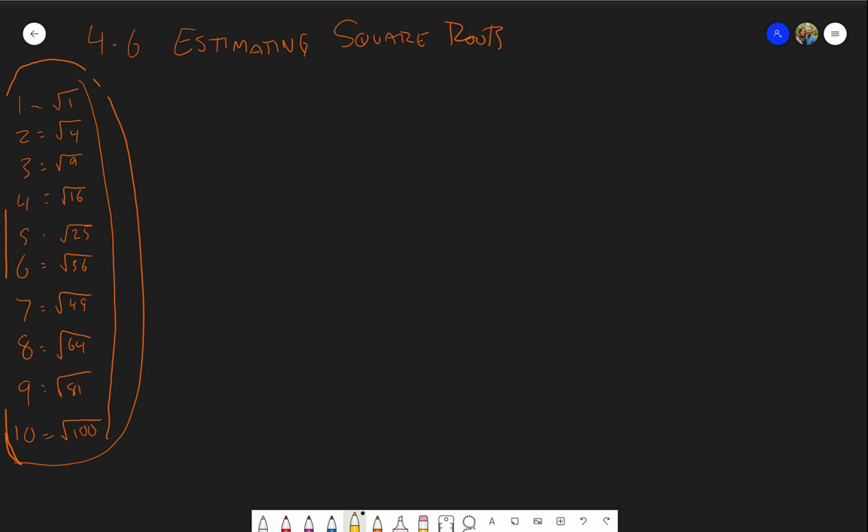And then finally, we're going to say, all right, what if we had something like the square root of 150? What is the square root of 150? What two numbers is this in between?